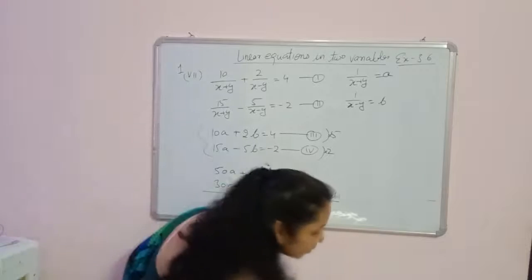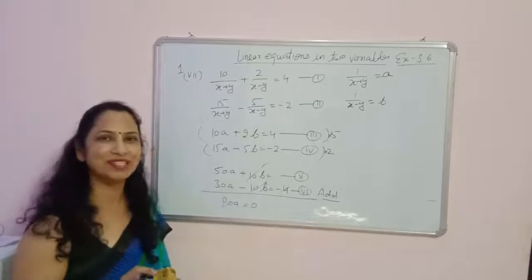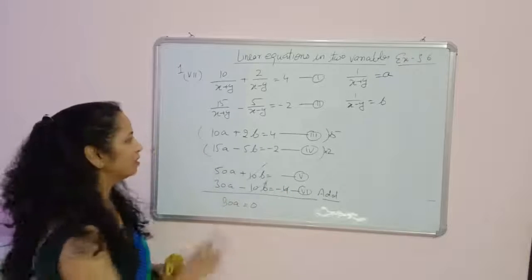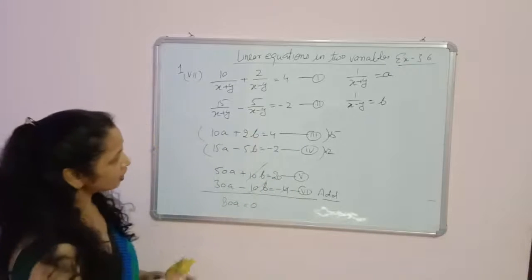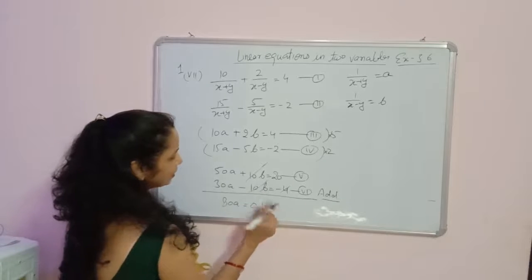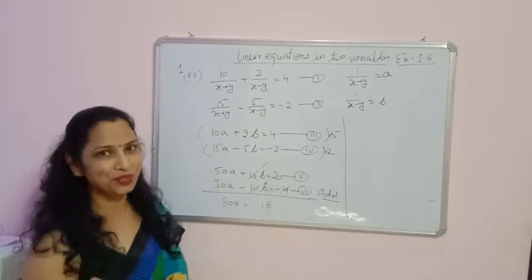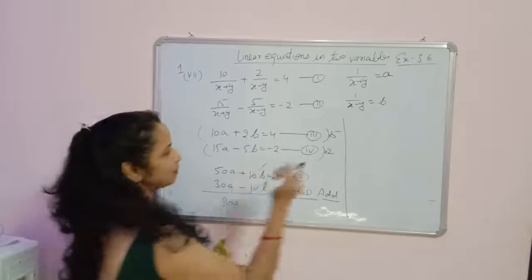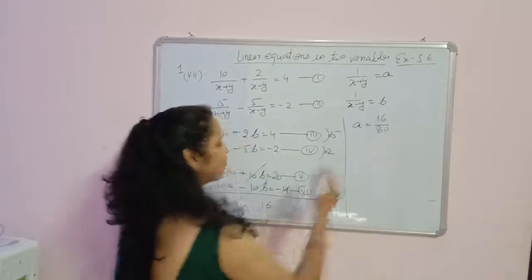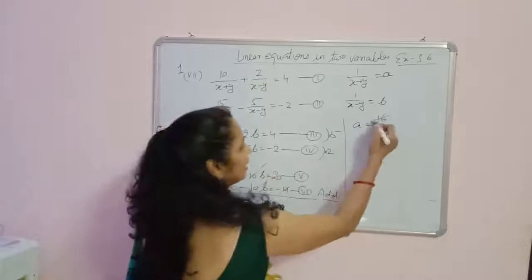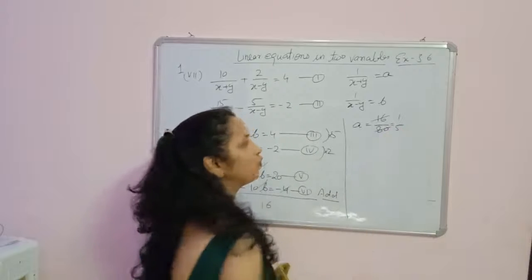One mistake I have done here. 5 fours are 20. You know we have to multiply the whole equation by the number. It means this one and this one. 5 fours are 20. It will be 20. So now it will be 16, not 0. It is 16. So carefully do the questions. A single simple mistake can make your answer wrong. So it will be 16 upon 80. Now we can cancel out 80 by 16, 5 times. So we get the value of a is equal to 1 upon 5.